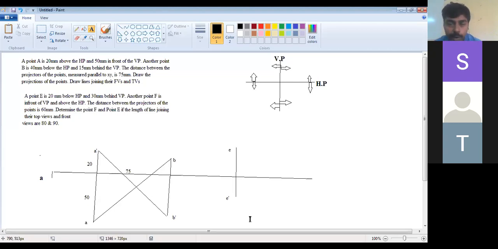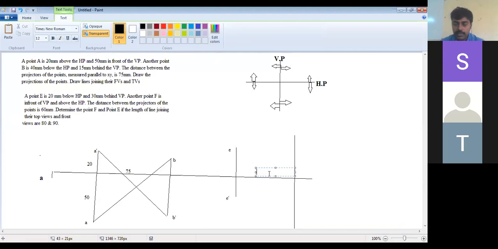Another question, point F. They are saying it is above HP in front of VP, and A dash A should be above HP in front of VP. The quadrant is the first quadrant. In the first quadrant it is always above HP in front of VP, but they have not given the distances. So in such cases I draw only a line and leave it. The distance between the projectors is 60. So what distance? What should be the distance between these two lines? They are saying it is 60.